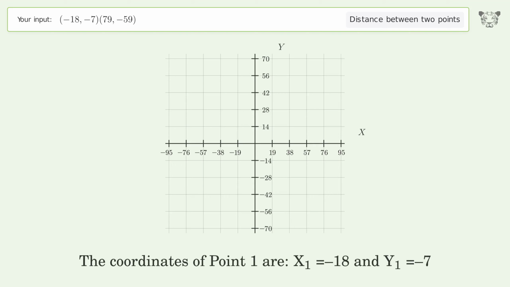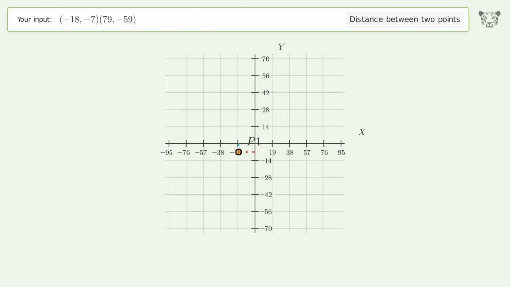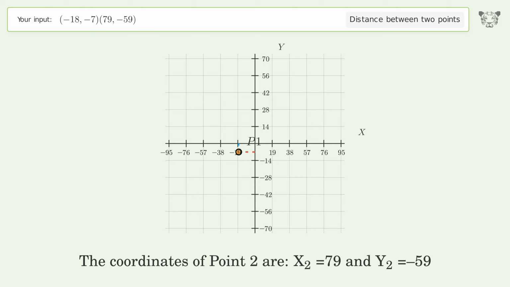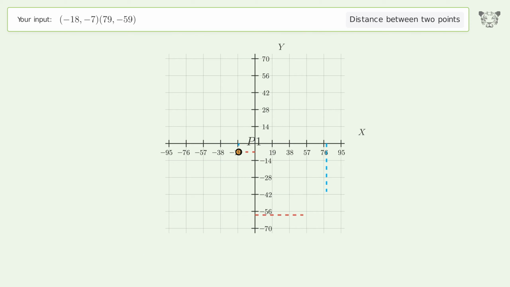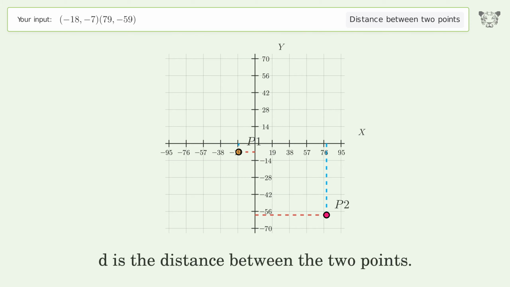The coordinates of point 1 are x1 equals -18 and y1 equals -7. The coordinates of point 2 are x2 equals 79 and y2 equals -59. D is the distance between the 2 points.